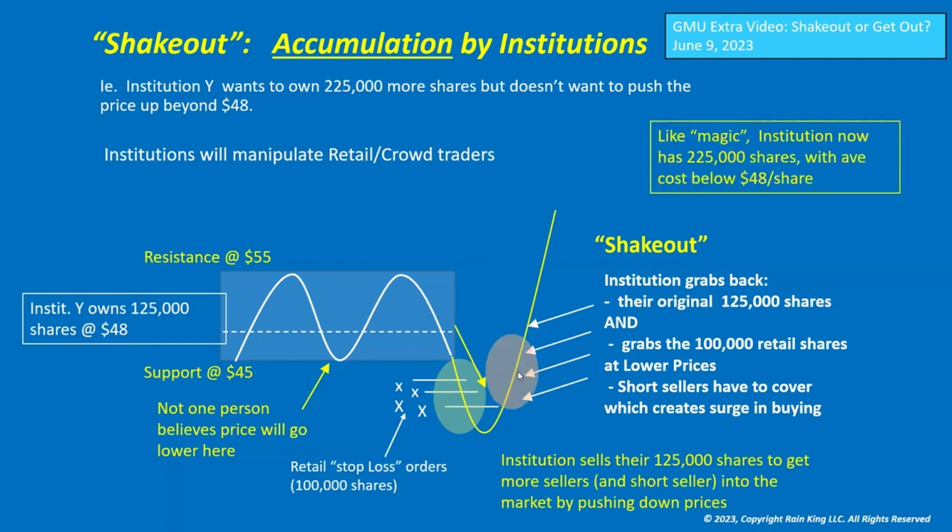So in this example, just like magic, the institution now has 225,000 shares, and they did it below $48 a share, because they got all these shares below 45, and then they bought more shares probably between 42 and 48. So all of a sudden, they now have their position without moving the stock above 48. It's kind of interesting when you take some of the mystery out of a shakeout, but that's mechanically what's happening.